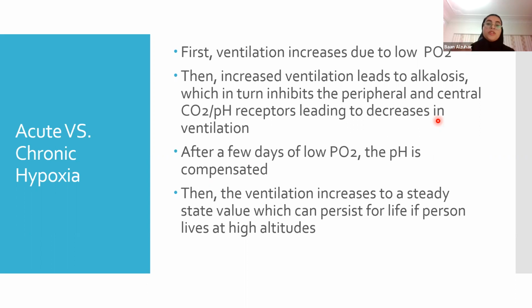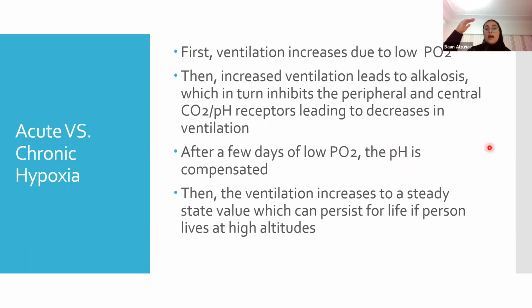As you're breathing out too much CO2, you're going to have alkalosis in your body. That means the pH is going to increase. Now we have another problem. Other than hypoxia, we have another problem, which is alkalosis. How do we fix the other problem? We decrease ventilation. So alkalosis inhibits the peripheral and central chemoreceptors, which decreases ventilation.